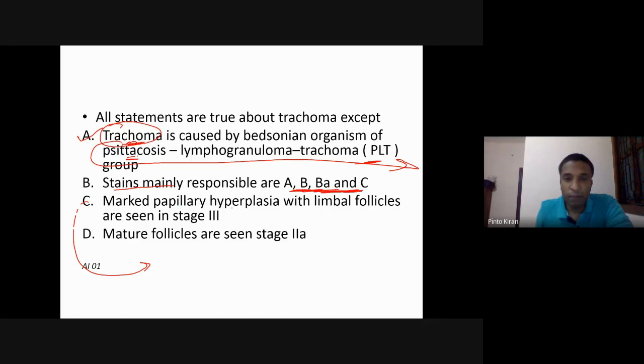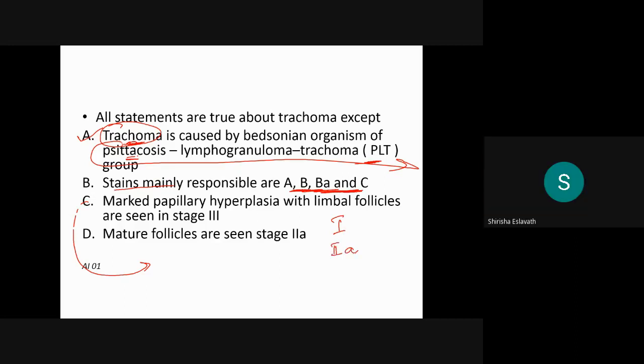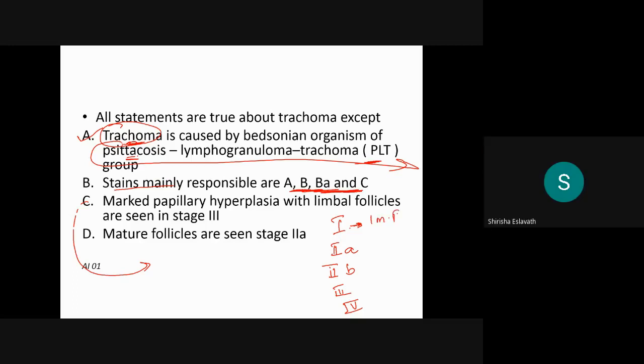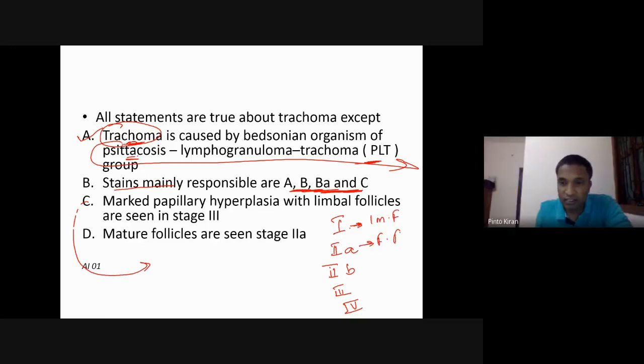But marked papillary hyperplasia with the limbal follicles is seen in stage 3. You have stage 1, stage 2A, 2B, and then 3 and 4, isn't it? In that, it's only immature follicles. Then you have florid follicles, then papillary hypertrophy, isn't it? Then you have scarring. Then you have opacity, isn't it? So look at this third option. This is the wrong answer, right?